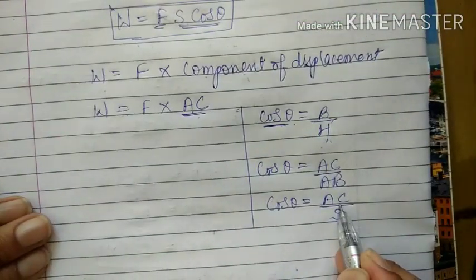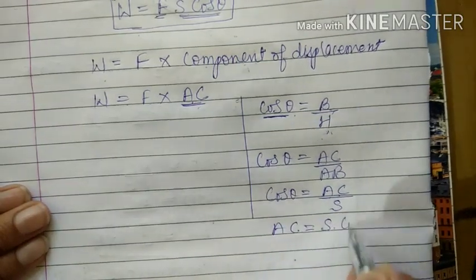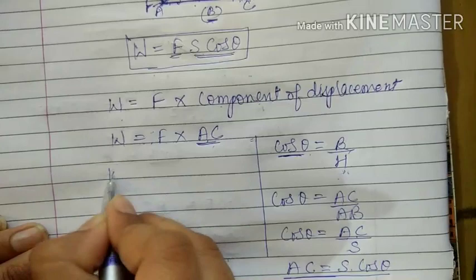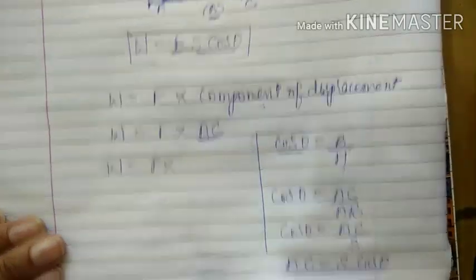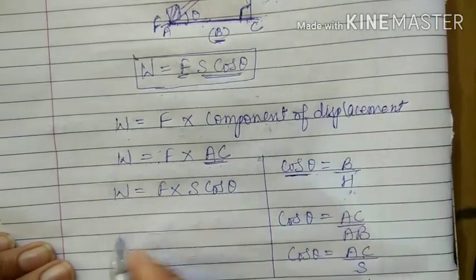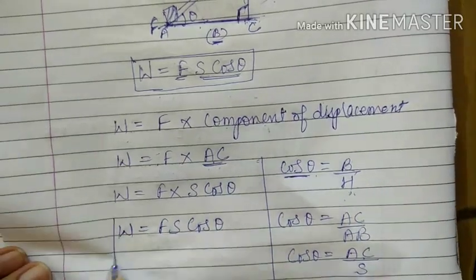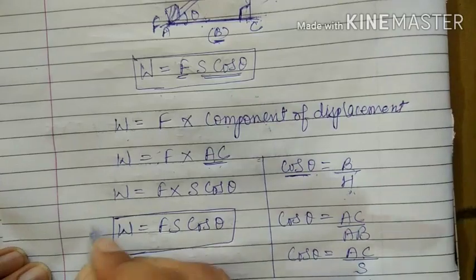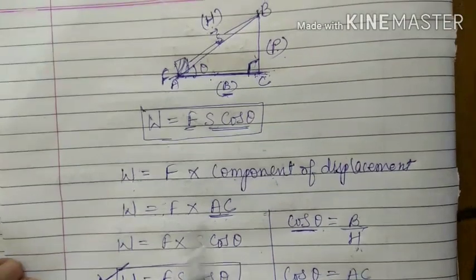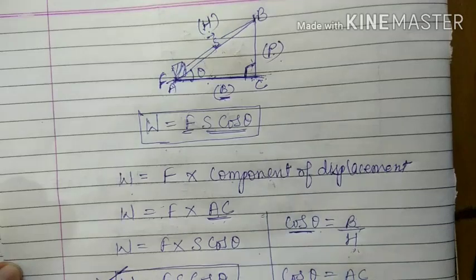Now from here, can you calculate the value of AC? AC is equal to S into cos theta. Now we got the value of AC for our formula. See here, W is equal to F into AC, and AC is equal to S cos theta. So we will write S cos theta, and W is equal to Fs cos theta. Is it our required derived formula? Yes, of course. That means in the first method, we have calculated the component of displacement along force. This is the first method.